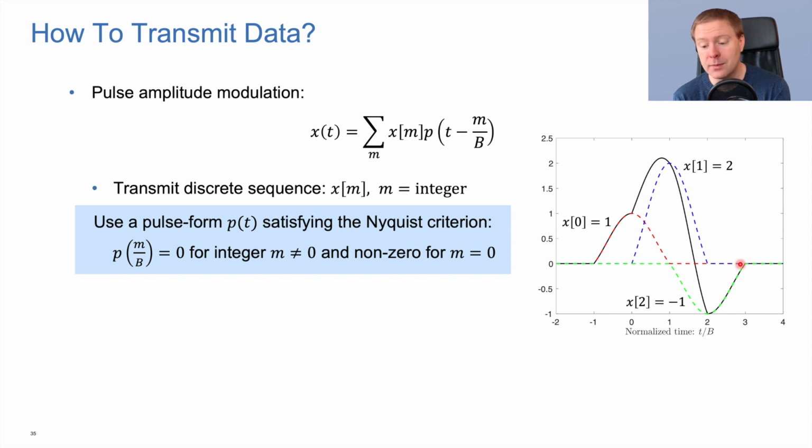We get the green curve here, and it's also delayed in time. And then we take the red, the blue, and the green curve, add them up, we get the black curve, and that's what we're actually transmitting.